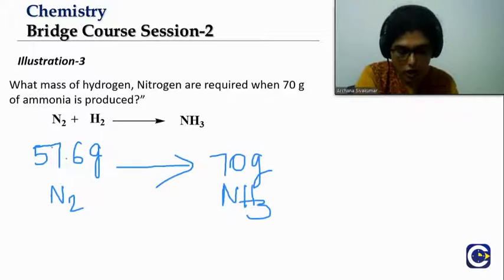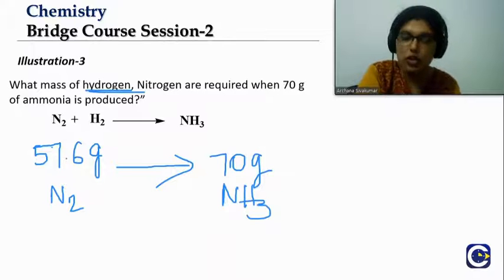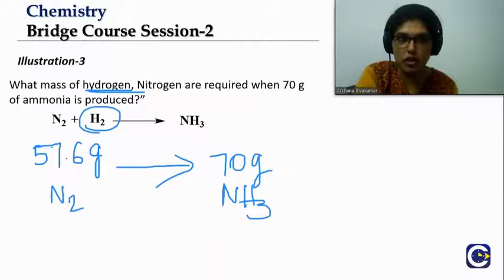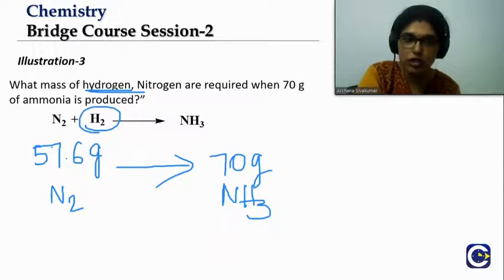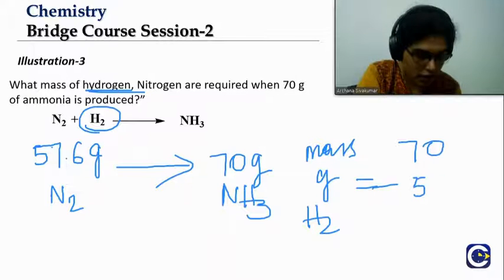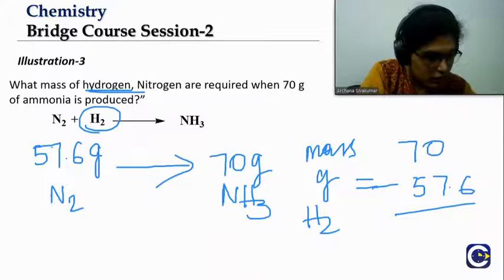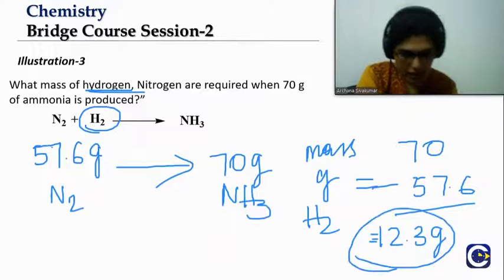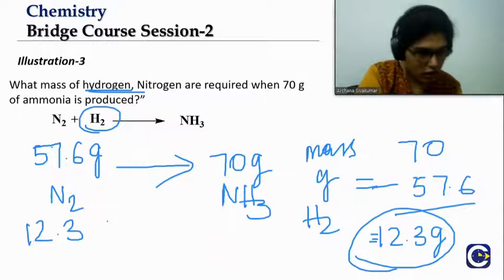Now, the question also asks what is the mass of hydrogen required. So, do you have to go all through the mole ratio? No. According to the law of conservation of mass, the reactants' mass should be equal to the mass of products, right? So we can consider the mass of hydrogen as X. So 57.6 grams of nitrogen plus X, whatever is the mass of hydrogen, should give you 70. So the mass of hydrogen which is required will be equal to 70 minus 57.6. It will give 12.3 grams. So that means I need 12.3 grams of hydrogen, right?